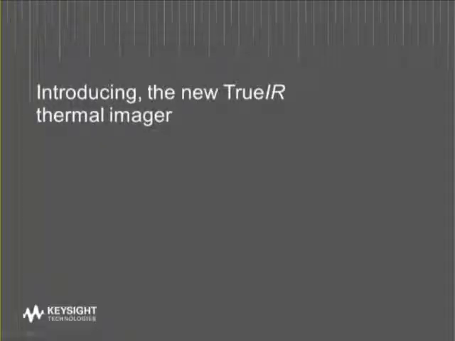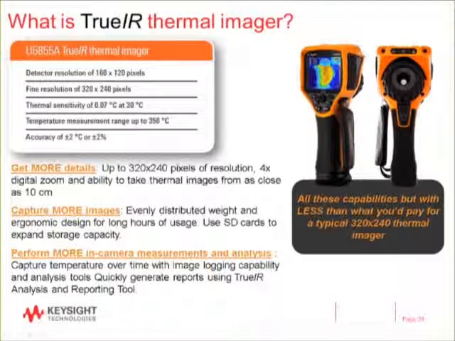Okay, next, I would like to introduce our newly launched thermal imager from Keysight Technologies. This is the TrueIR thermal imager, the U5855A. Here are some of the key specifications that you might be interested in. First, it has a detector resolution of 160 by 120 pixels, which can be quadrupled to 320 by 240 pixels through the fine resolution capability. Next, it has a thermal sensitivity of 0.07 degrees Celsius at 30 degrees Celsius. It has an accuracy of plus or minus 2 degrees Celsius or plus or minus 2%.